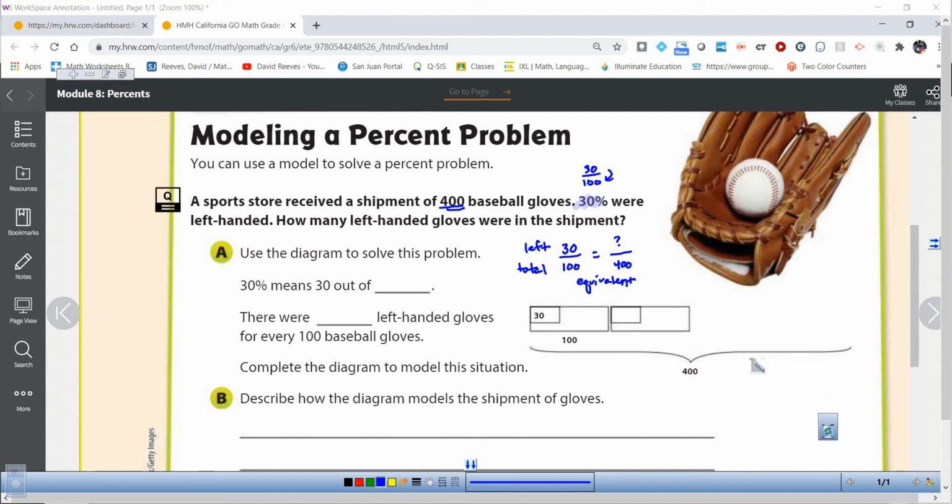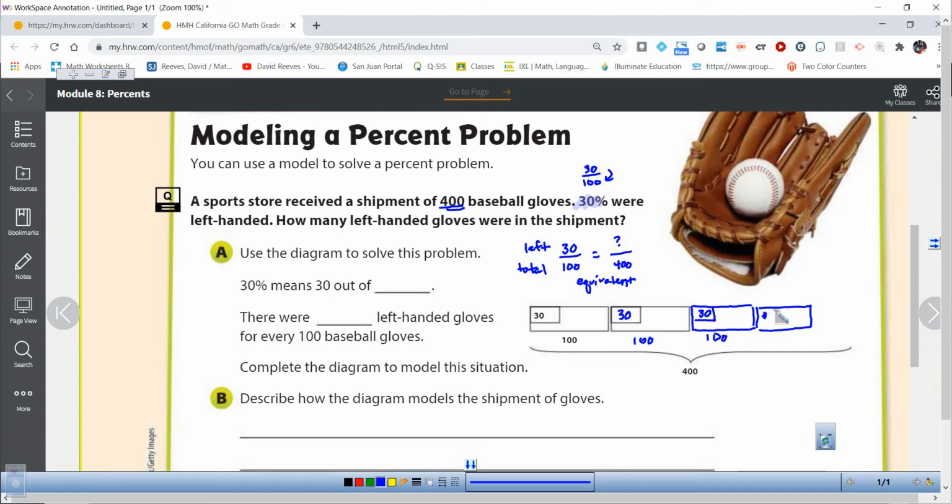So they have this kind of cool diagram here that I really like. They have 30 over 100, then they have 30 over 100. Then we need a total of 400. So there's 100, there's 200. We're going to need two more of these. I'm going to freehand this, so I'm going to apologize ahead of time. It's not going to look so great. But I'll do my best here. So that would be 30 out of 100, and that would be 30 out of 100 right here.